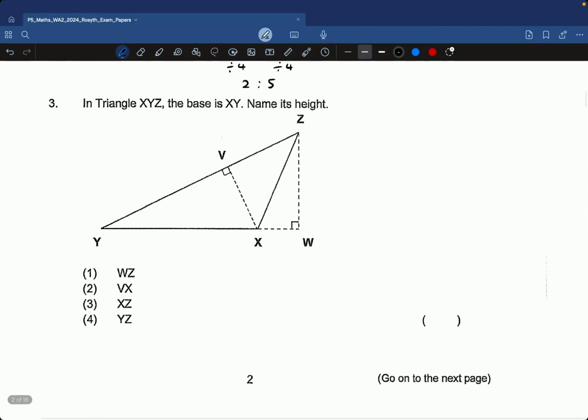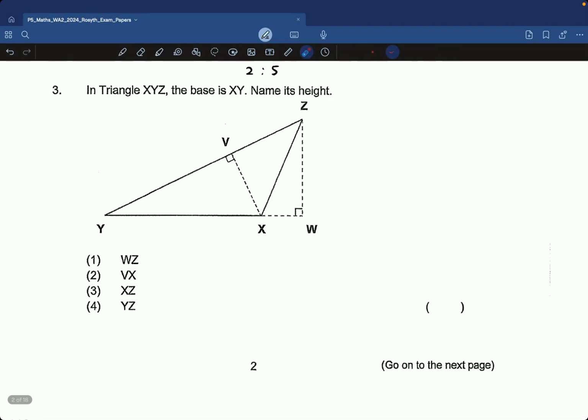Let's move on to question 3. In triangle XYZ, the base is XY. Name its height. So I'm going to give you a recap on the three different types of triangles when you want to calculate the area of a triangle. Number one is a right angle triangle. Pretty straightforward, the base is at the bottom and the height is either on the left or right. So this is the height.